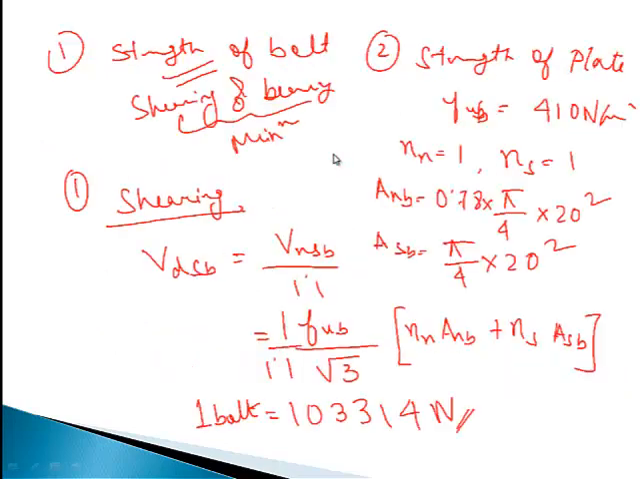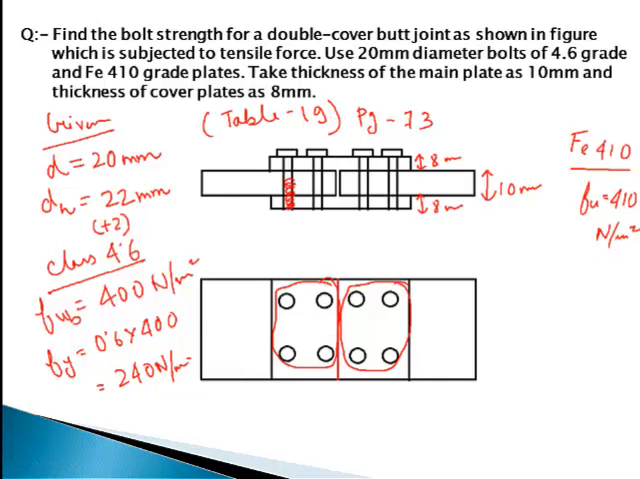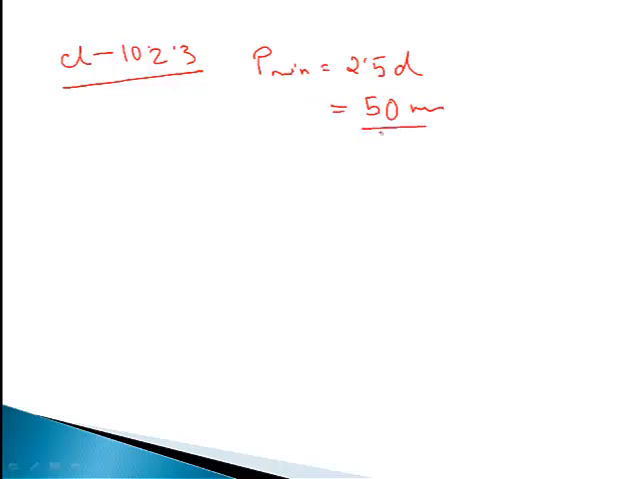E is the end distance. Now, is anything given in the question? Nothing. No pitch distance, no end distance. So we have to assume everything. Okay, assume. So if you can see, it's given in the clause 10.2.3 that minimum pitch distance is 2.5 d. Okay, so d is 20, so it will be 50 mm. So p min is 50 mm. We have to provide minimum 50 mm.